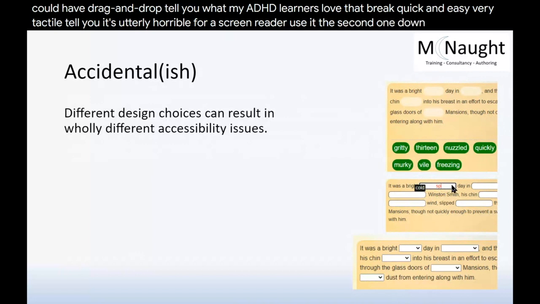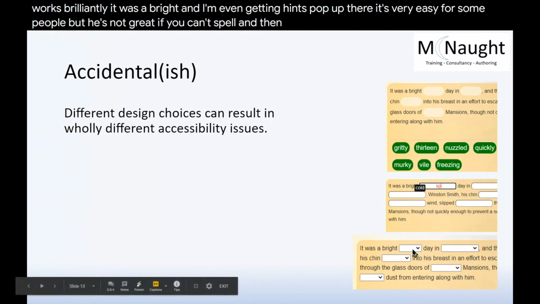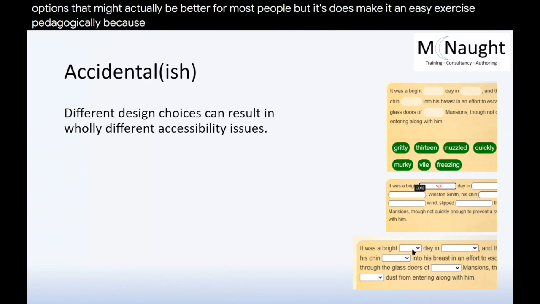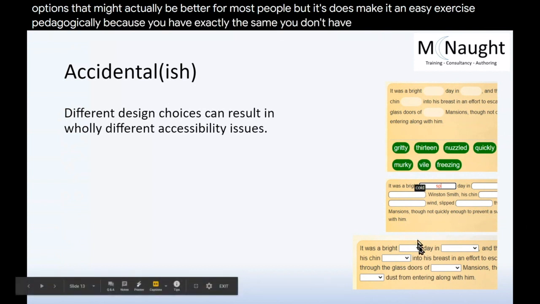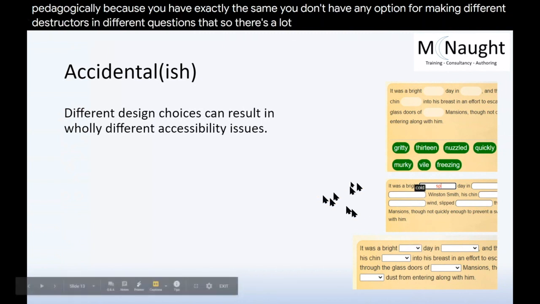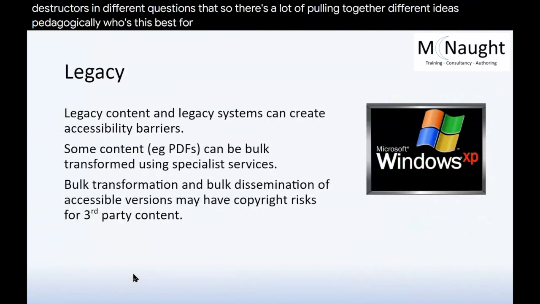The second one down, screen reader, works brilliantly. I'm even getting hints pop up there. It's very easy for some people, but it's not great if you can't spell. And then there's the bottom one with the drop down options. That might actually be better for most people, but it does make it an easier exercise pedagogically because you don't have any option for making different distractors in different questions. So there's a lot of pulling together different ideas pedagogically. Who's this best for? Accessible wise, who's it best for?